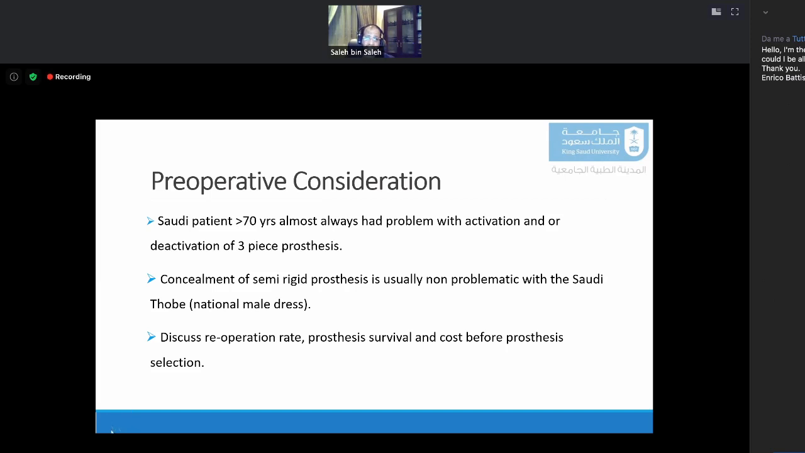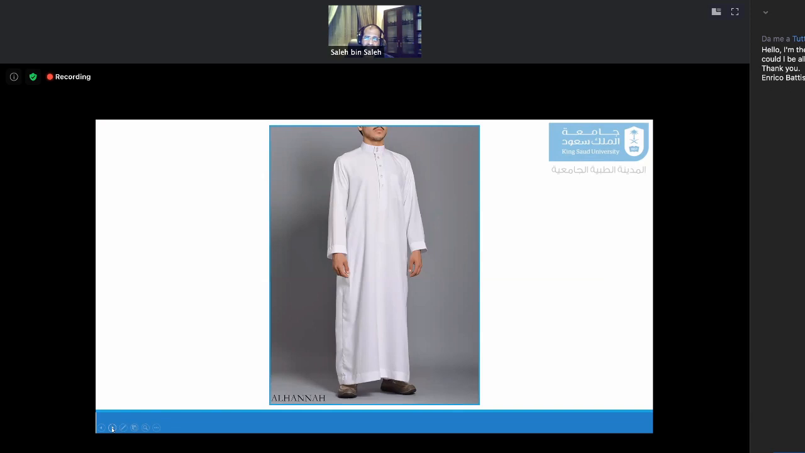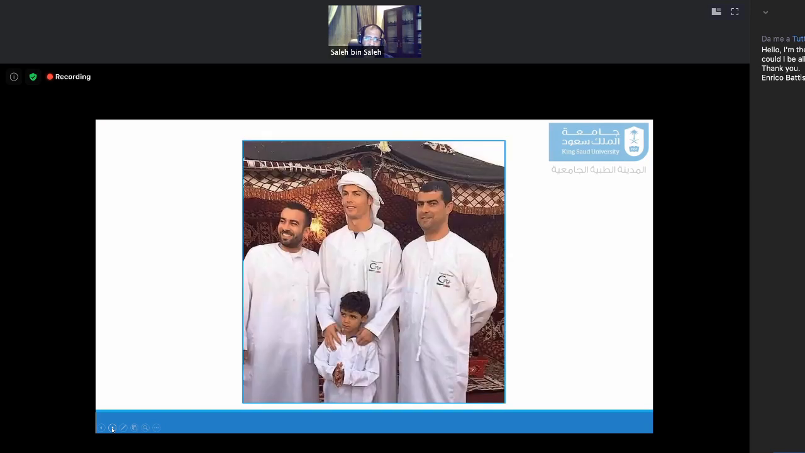Concealment of semi-rigid penile prosthesis is not a problem in Saudi patients, in Arab patients who wear the thawb, which is the national male dress. I can show you on the next slide the usual national dress for Saudi men, which is very loose and can hide any details. So privacy and confidence is not an issue with semi-rigid penile prosthesis for people who are using this type of dress. Next slide, please.